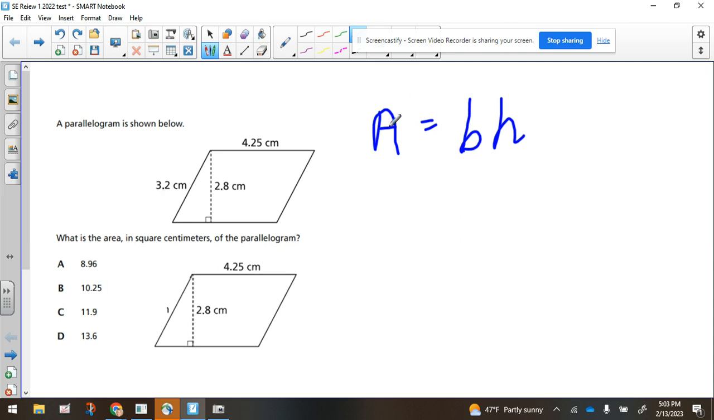Now this is the formula for finding the area of rectangles and parallelograms, and you might be wondering, well, why does it work for both? Well, I'm going to show you. Now, there's three numbers here, and many sixth graders are often confused about which numbers you need.